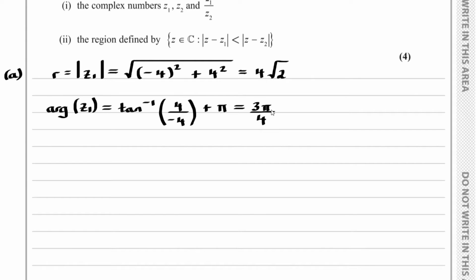We now know the argument, we also know the modulus, so what we can do is express z1 in the required form. z1 is equal to 4 root 2 multiplied by the cosine of 3 pi over 4 plus i sine of 3 pi over 4.